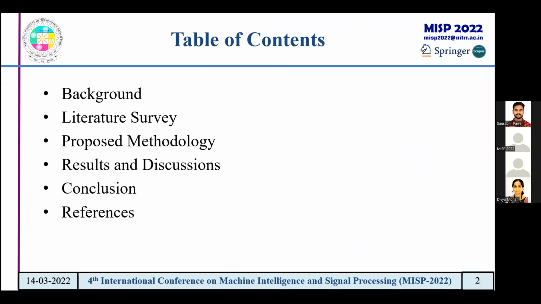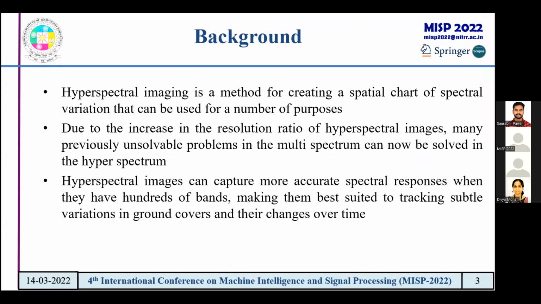So the background is hyperspectral imaging as a method for creating a spatial chart of spectral variation that can be used for a number of purposes. Due to the increase in the resolution ratio of hyperspectral images, many previously unsolvable problems, especially using multispectrum, can now be solved using hyperspectral images. Hyperspectral images can capture more accurate spectral responses, which is one of the best advantages of hyperspectral imaging.